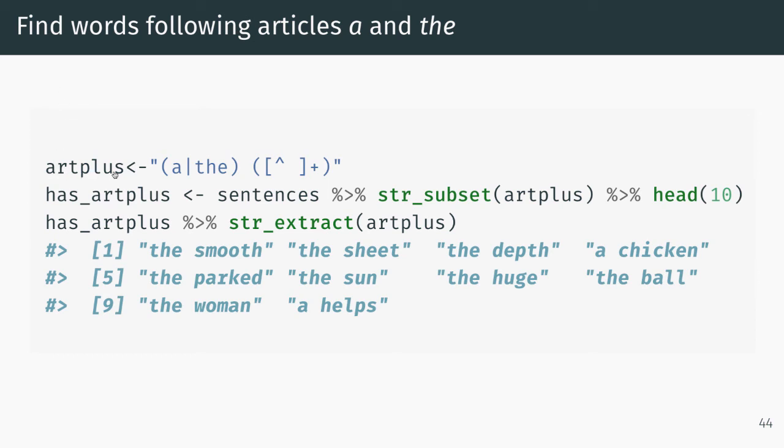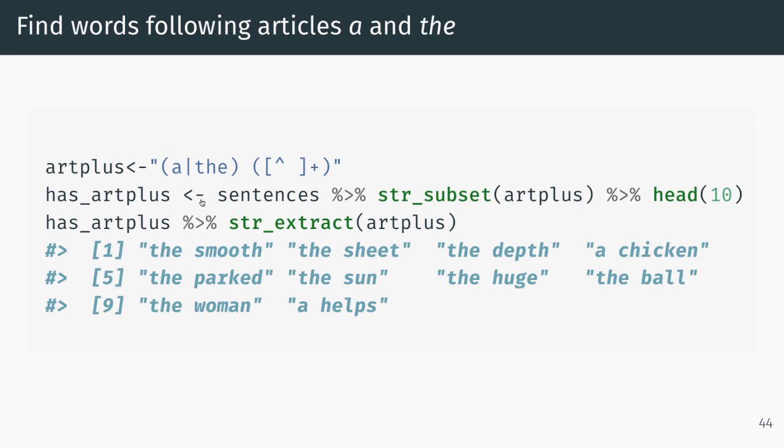So articles plus are going to be any occurrence of either a or the. These are the only two articles we're going to consider. There are other articles, obviously. We're just going to consider these. And any string that does not have spaces in it. So that's any word. So this section right here refers to any word. And notice that we're grouping this, so we can refer to this as \1, and we could refer to this as \2.